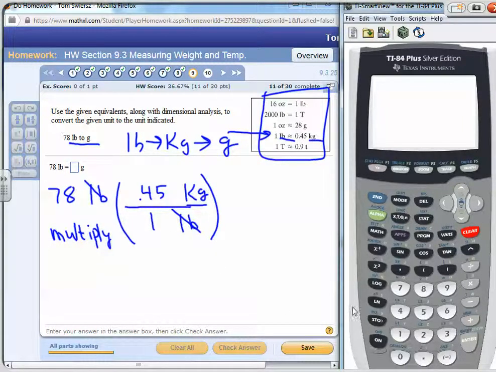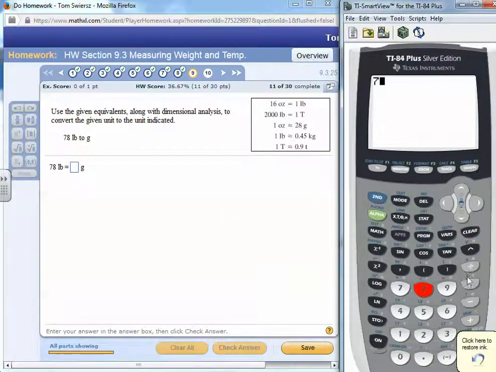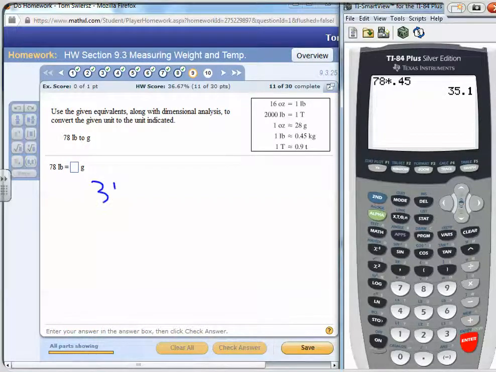So we'll do that on the calculator. 78 times 0.45. And we get 35.1. Now remember, that was kilograms, since we used it to convert to kilograms. So 35.1 kilograms.